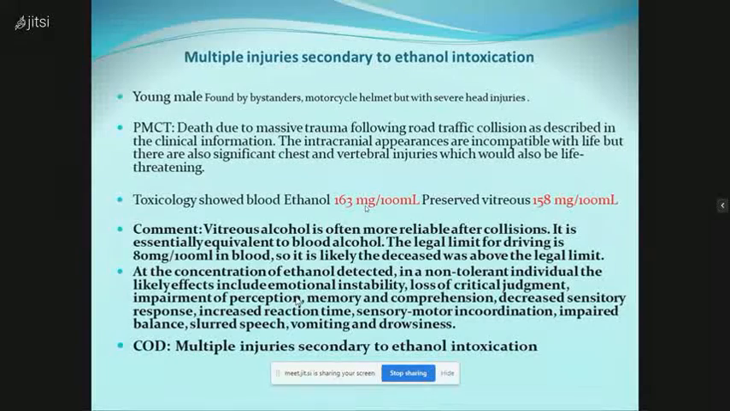The alcohol with this level can lead to loss of concentration and impairment of perception, if you want, during cycling, and it might lead to impaired balance, and of course the multiple injury was secondary to ethanol intoxication. So it's an example of measuring the alcohol in the vitreous fluid from the eye. It's the most accurate way of assessing alcohol. And thank you very much.